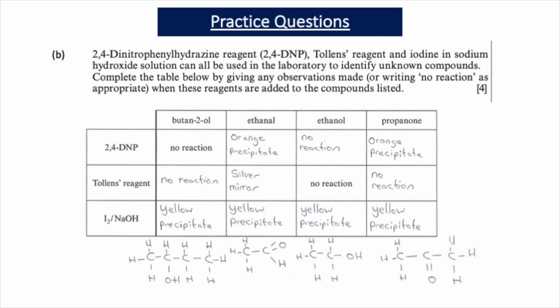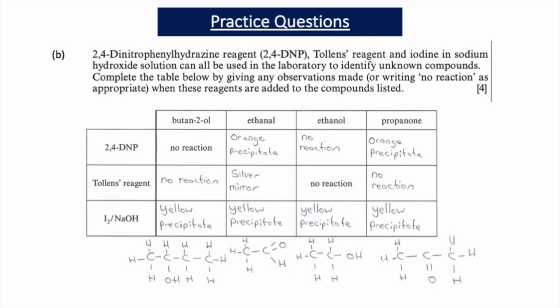And for the last reagent, you have iodine and NaOH, and you would get a yellow precipitate with butan-2-ol because iodine in NaOH is the iodoform test, and it's a test for a CH3 next to a C double bond O or a CH3 next to a COH in a primary or secondary alcohol.